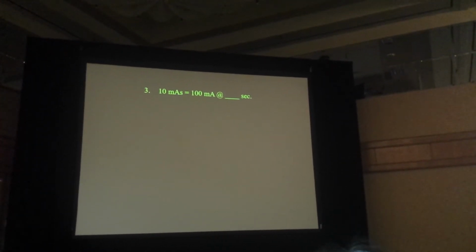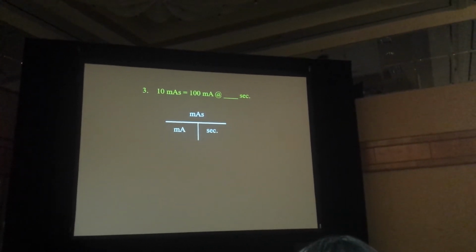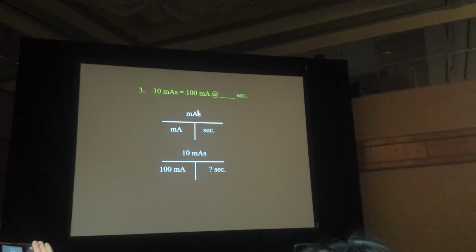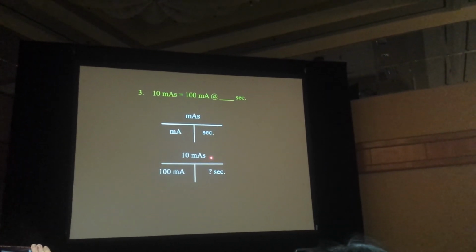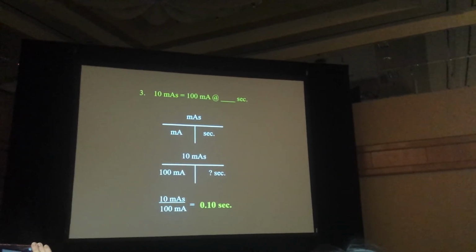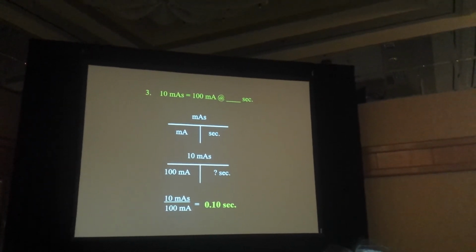And just one final example. You need 10 mass. You've selected 100 mA. What exposure time is necessary? Now this one will probably go in your head just like the other 2, but just to give you a little practice using this format. So you've got your 10 mass. You've got your 100 mA, 10 mass divided by 100 is 0.1 seconds. And there you go. How's that?